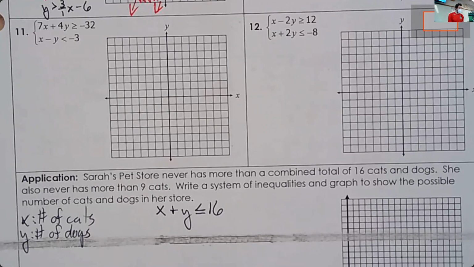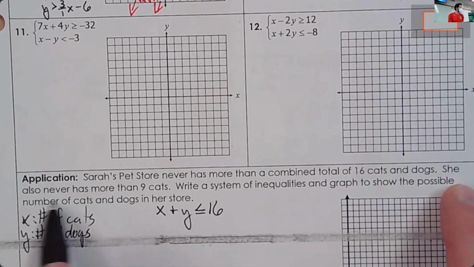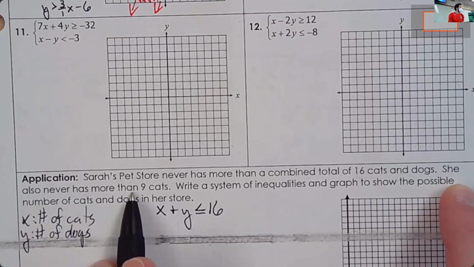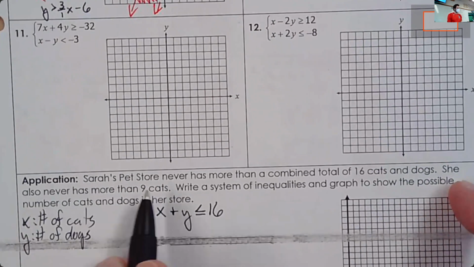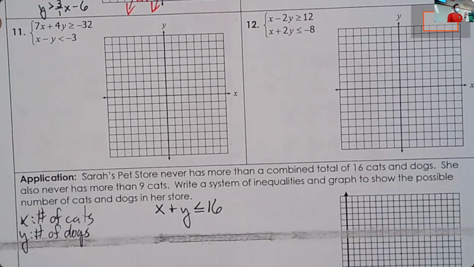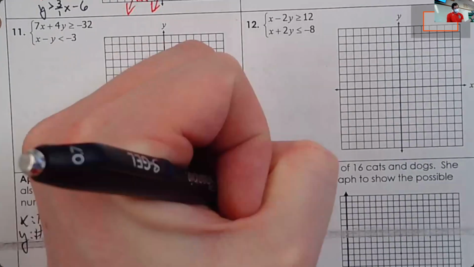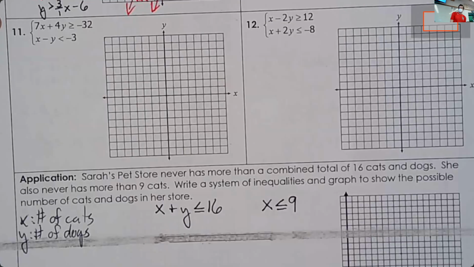Now, the second inequality, the next sentence, is only talking about what? Just cats, right? She never has more than 9 cats. So the second inequality is only talking about cats, which means it's only talking about X. So maybe it's 9 cats, maybe it's 8 cats, it's never 10 or 11. So that would be X is less than or equal to 9. Those are the 2 inequalities that we're dealing with. Now this second inequality, that's a vertical line.